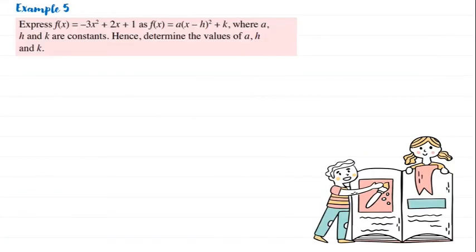Okay, example 5. Express f(x) equal to negative 3x squared plus 2x plus 1. So this is a general form.